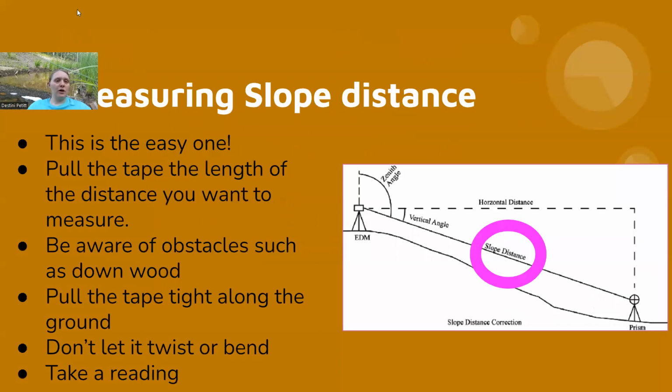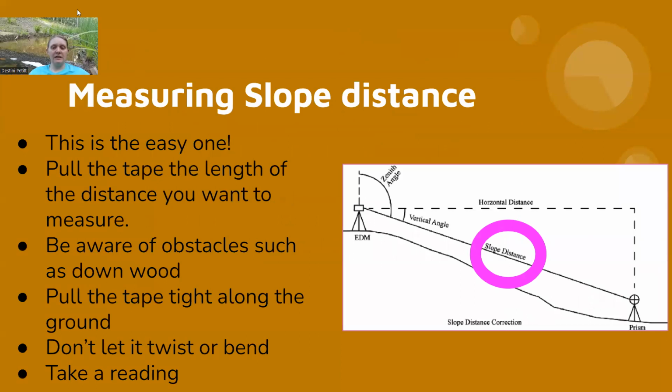So we also need to work on measuring our slope distance. So our slope distance, this is the easiest one, right? If you see here, I have circled in pink the slope distance. The way that we measure this is by taking our tape measures, pulling the tape the length of the distance that we want to measure. So whatever distance that may be.